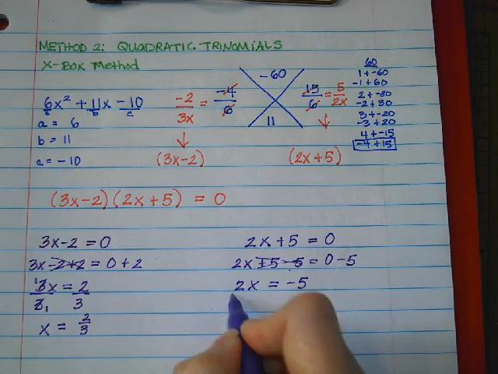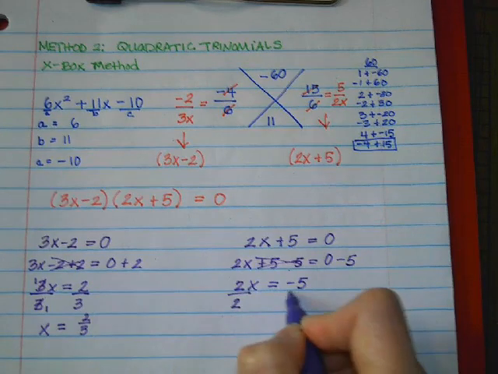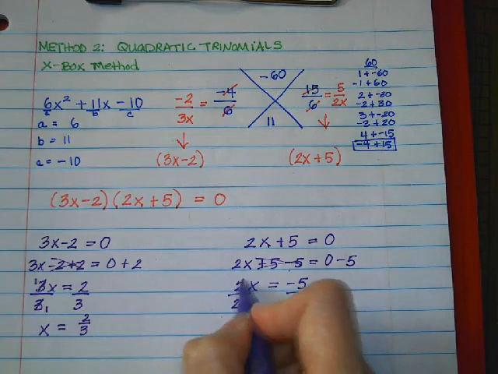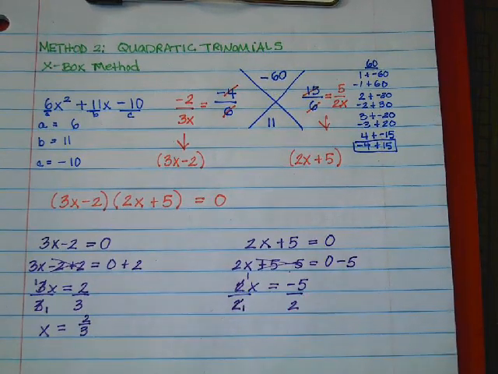All right, so now, Alex, what would we do? That is correct. We would divide by 2. Again, remember the fraction bar indicates division. So the 2 divided by 2 is 1, and 2 divided by 2 is 1. 1 times x is 1x. Divided by 1 is just x.